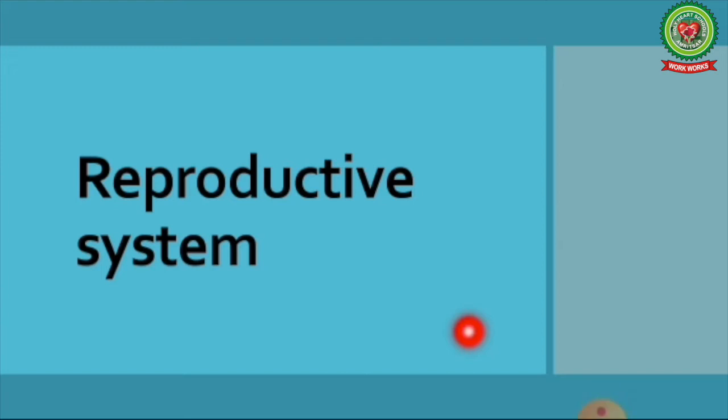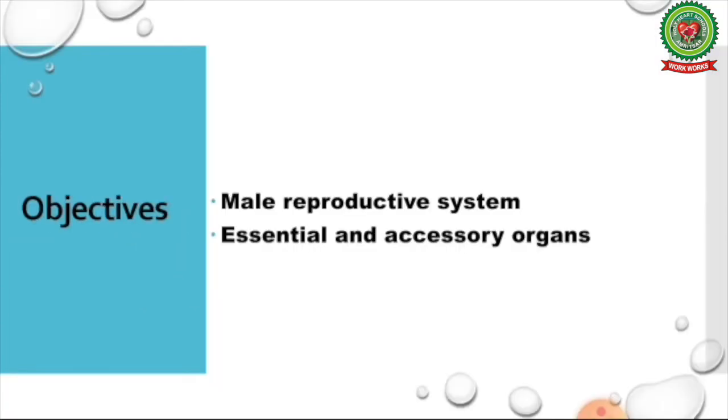This video is in continuity with the previous video of chapter Reproductive System. Objectives of this chapter are male reproductive system and essential and accessory organs of male reproductive system.